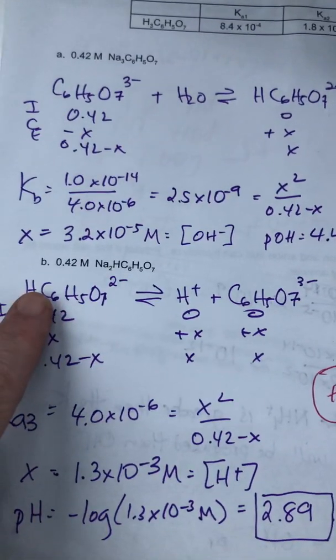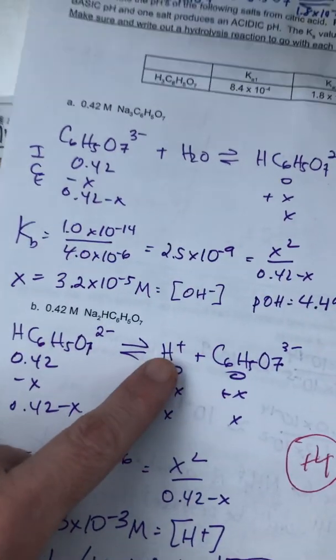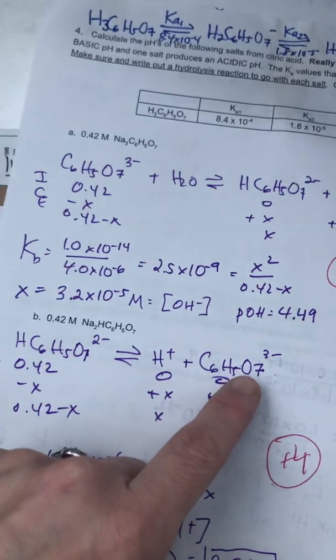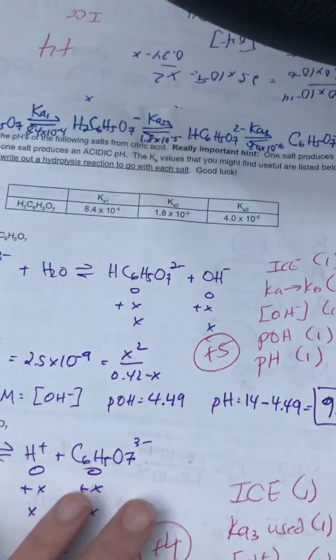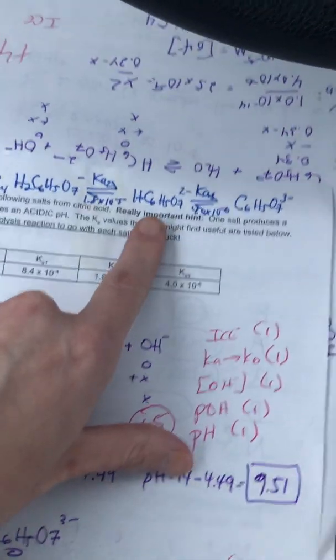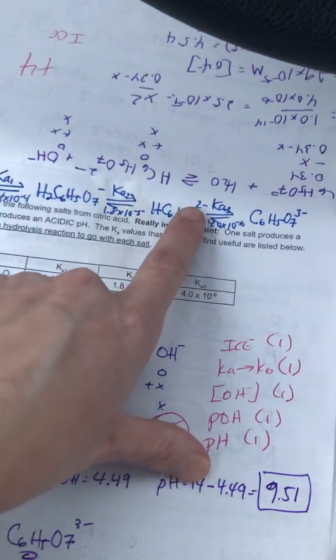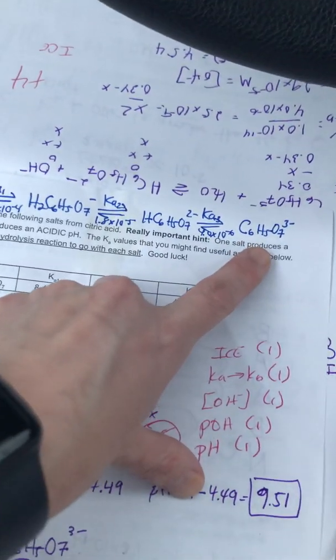So there's my ion, 2- charge, and it's going to act like an acid, so it lost an H+, and this is the conjugate base. So what Ka value do we use? Here's how this little trick works. We go back up here and we just match it up. So this is HC6H5O7 2-, right? And it's losing an H, acting like an acid to make this conjugate base.